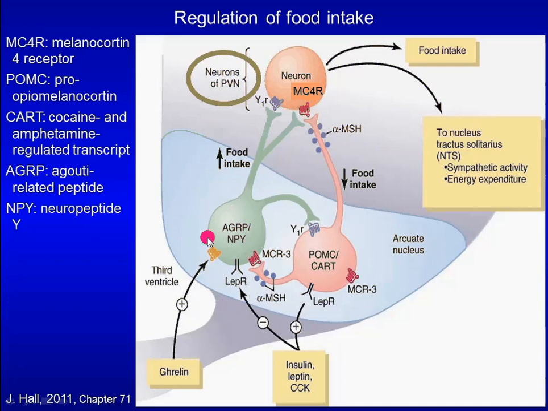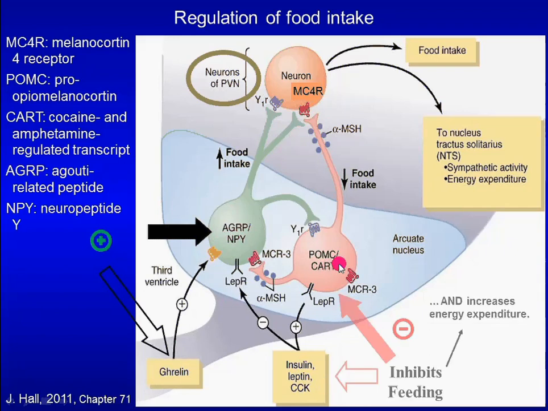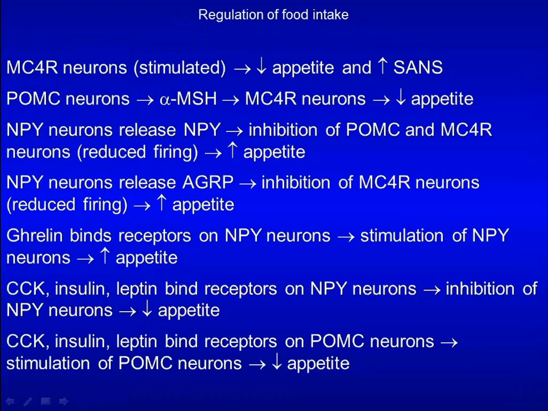Ghrelin binds as a receptor on MPY neuron and stimulates this neuron, whereby ghrelin increases appetite. CCK, insulin, and leptin bind receptors on MPY neuron and POMC neuron. They inhibit MPY neuron but stimulate POMC neuron. As a result, these hormones reduce appetite. This information is summarized in this slide.